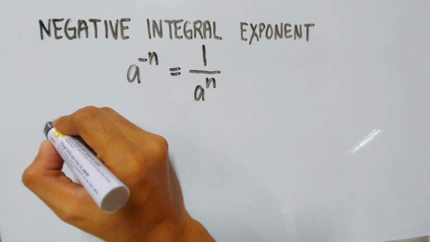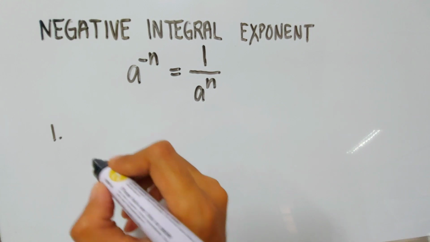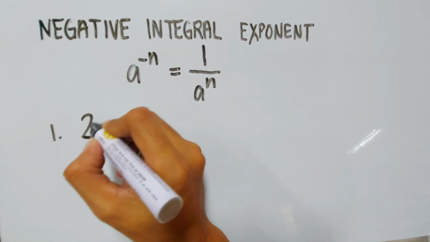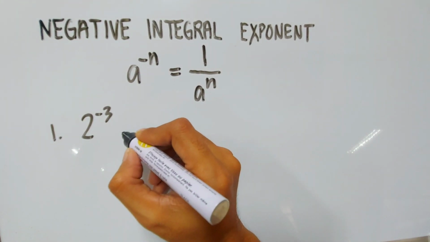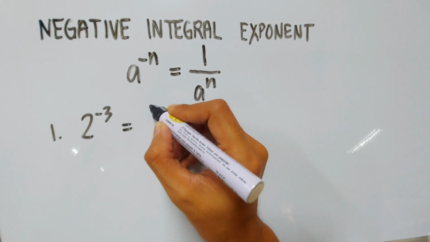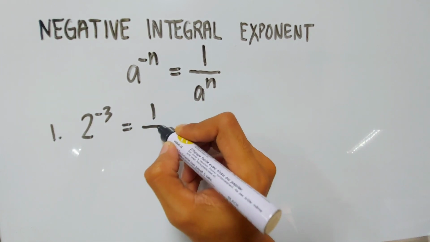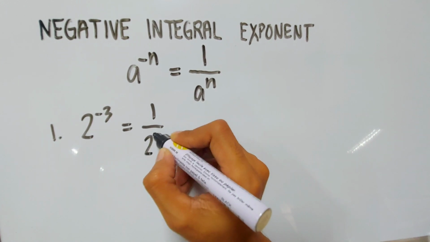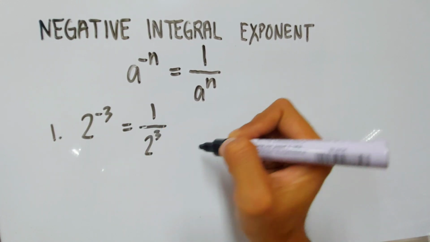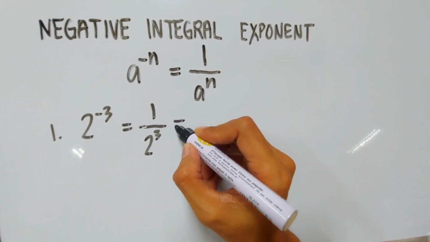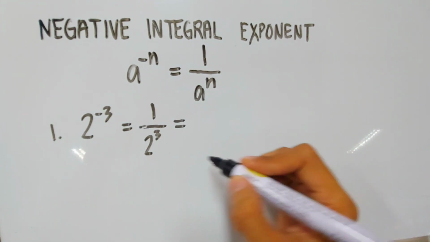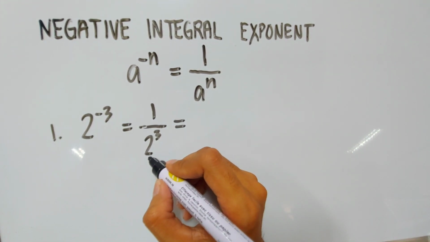Example tayo mga kasipnatics. Number 1. Given 2 raised to negative 3. Yan. Negative yung exponent natin. Then, we have a base of 2. So, ang gagawin natin, magkakaroon tayo ng numerator na 1 over 2 raised to 3. Okay, so kung mapapansin ninyo, yung negative na exponent, which is 3, naging positive. Napunta siya sa denominator. Then, after that, you need to expand 2 raised to 3.